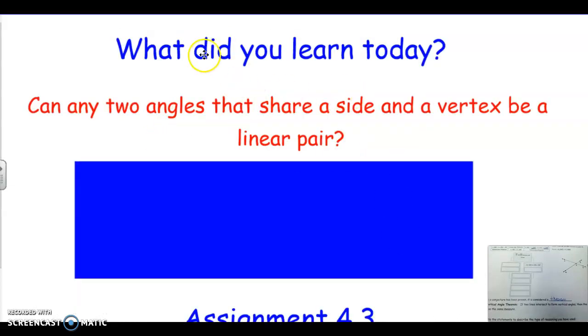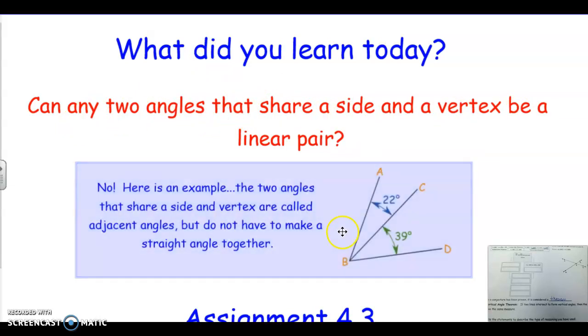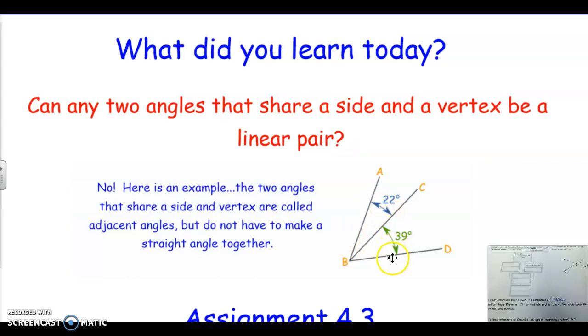So the last thing, it just says, what did you learn today? Can any two angles that share a side and a vertex be a linear pair? Okay, so these two angles right here, they share a side. They share side BC. They share this vertex C, but these are not a linear pair. So just because they share a side and share a vertex does not make them a linear pair. Okay, they have to be a straight angle, which makes that 180 degrees.